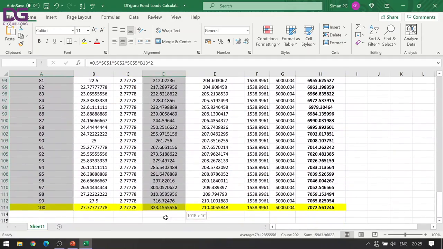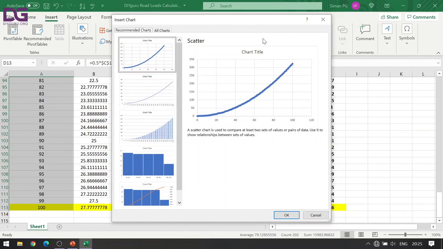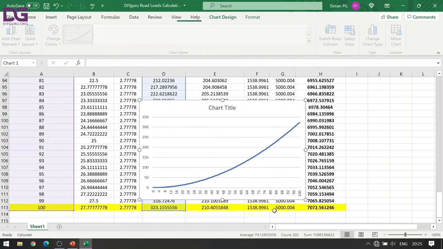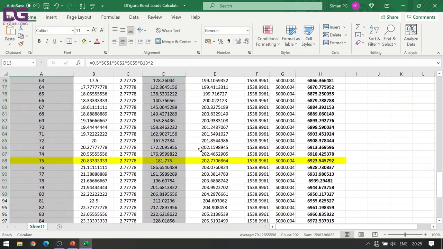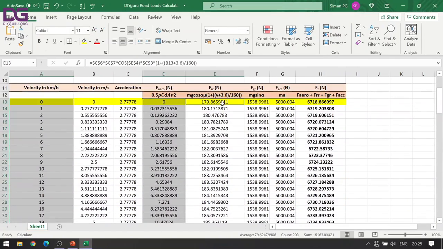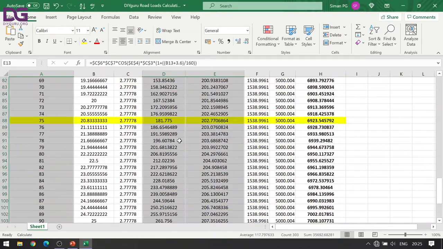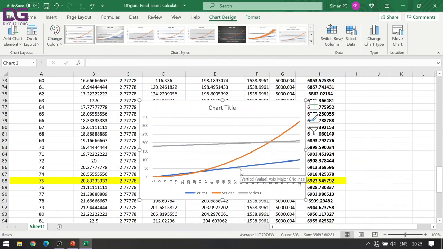Then we'll insert a line chart. Here you can see the trend, how the acceleration force is increasing. Similarly, we can consider the rolling resistance in it also. We'll insert a 2D line chart. Okay, we don't need the third series, so we'll delete it.